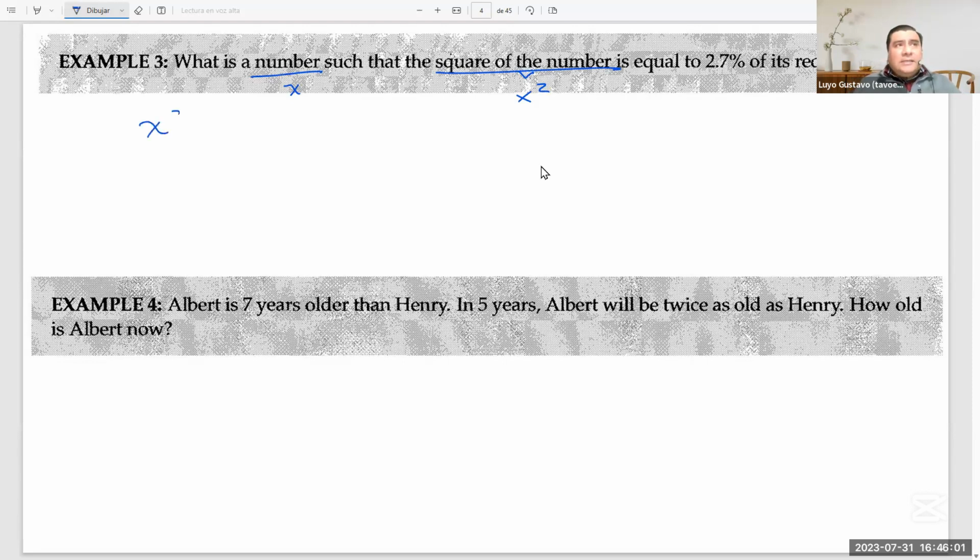You can say that x squared is equal, interpreting word by word, to 2.7%, but that is to say 2.7 over 100 times the reciprocal of the number. What is the reciprocal of a real number? It's always 1 over the number. So we have this. But now it would be very convenient to get rid of the decimal, right? Here, multiplying by 10 up and down, what we get is this, 27 over 10 cubed, that is 1,000, times 1 over x, and this equals x squared.